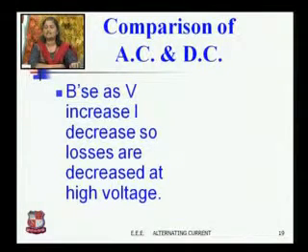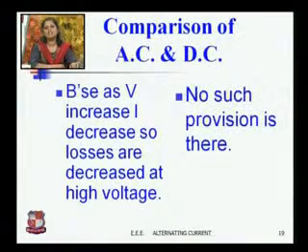So your I²R losses will decrease, which is known as the transmission losses. So for a high voltage you are decreasing the current, so I²R losses will decrease. So your transmission line losses will decrease, and your transmission efficiency for a transmission line will increase.